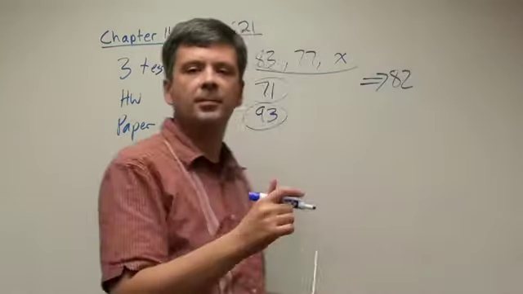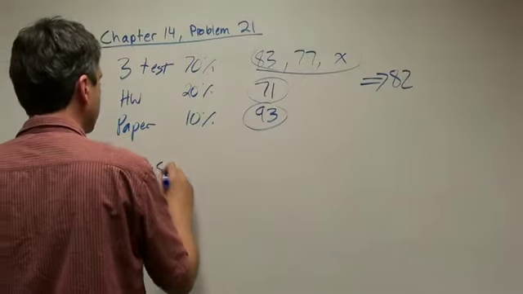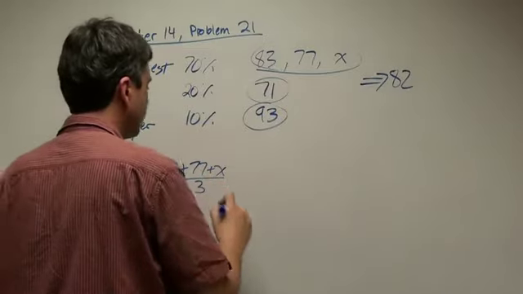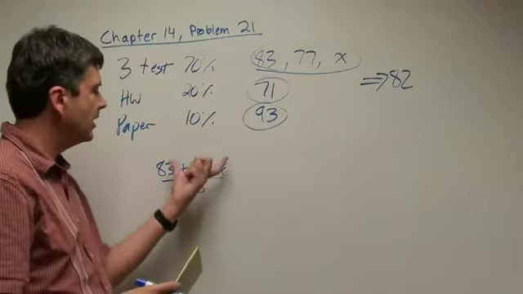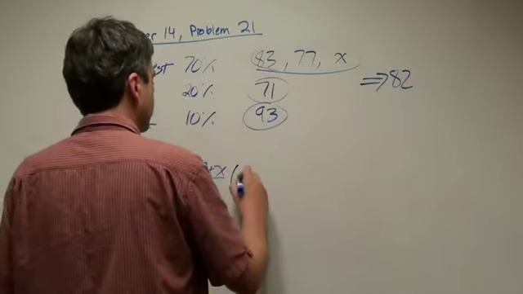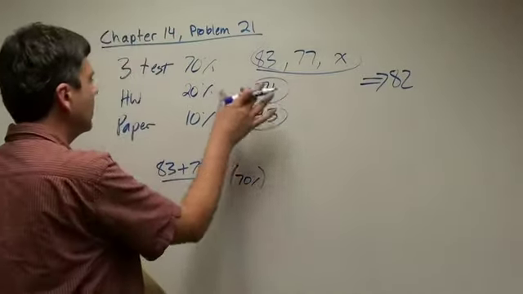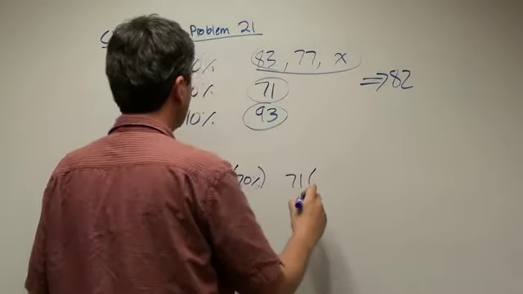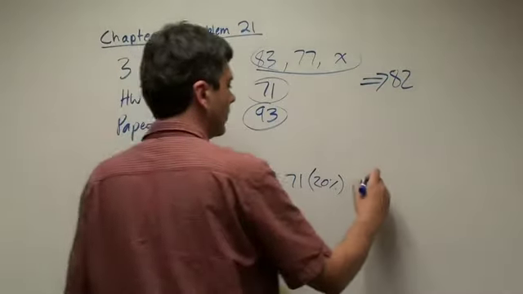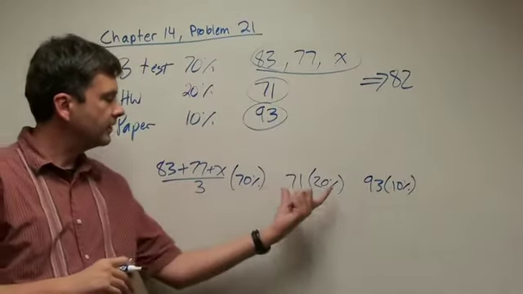So what we're going to do is just set this up as a weighted average. First of all, I'm going to take these test scores and average them: 83 plus 77 plus X divided by 3. That's just a normal average, not a weighted average. That average goes into the weighted average. So the average of the 3 tests counts for 70%. And then we have the homework score, which is 71, and that counts for 20%, so I'm weighting these by the percentages. And then the paper, you have a 93, and that counts for 10%. So those are the 3 different things weighted.